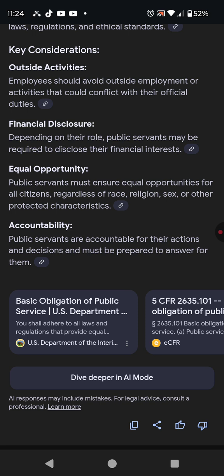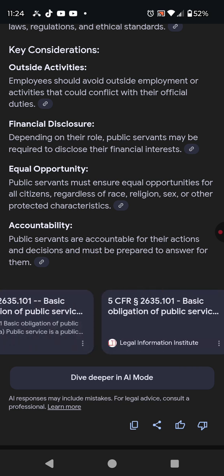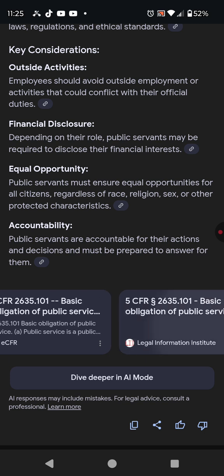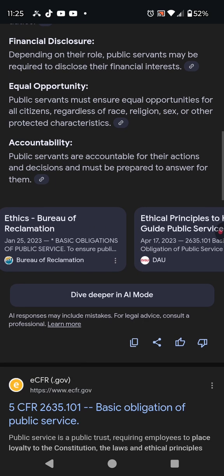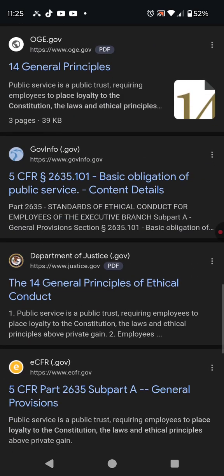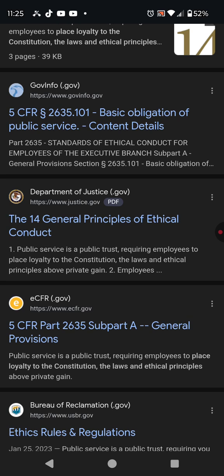Okay, there are a lot of other things you can look at. You can find this on a lot of different government websites. Basic obligations of public service, U.S. Department of Interior, over here. Okay, the law is on it. And for my original one, I went down here and used the Department of Justice, the 14 Principles of Ethical Conduct.